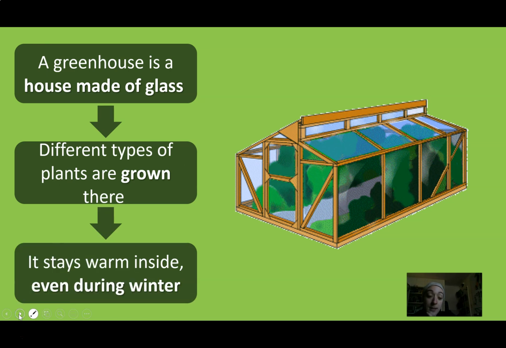And the reason it's used for growing plants is because a greenhouse has the ability to stay warm on the inside, even during winter, even when it's really cold outside. As long as it can collect sunlight, it can stay warm on the inside.